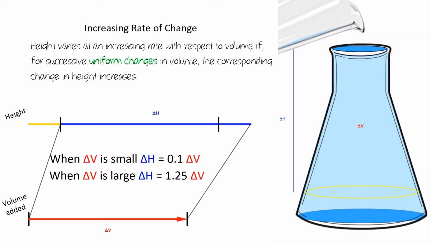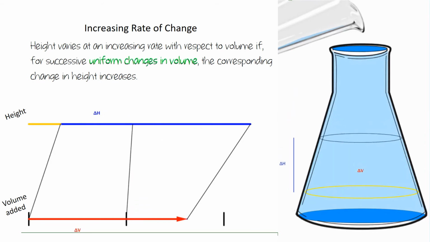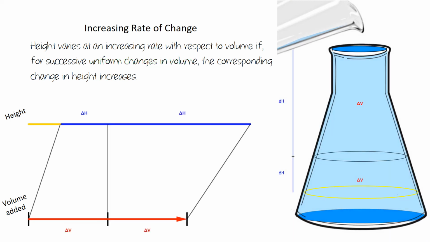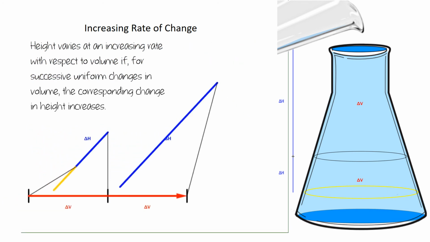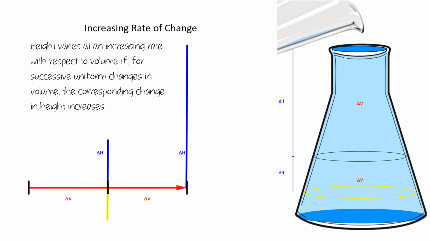First, let's think about the idea of uniform changes in volume. To do this, let's split the amount of change in volume into two equal-sized parts. So now there are two amounts of change in volume that are equal to each other. These are successive uniform changes in volume. Next, to make things a little easier to see, let's rotate the height bar. Now it's a little easier to see how the relationship between volume and height is changing.